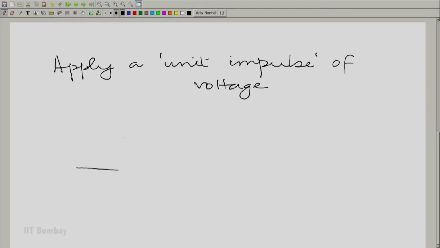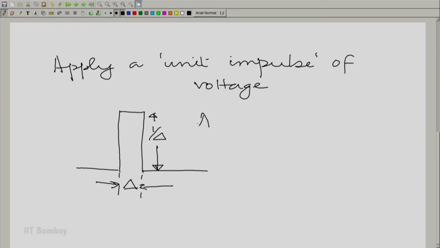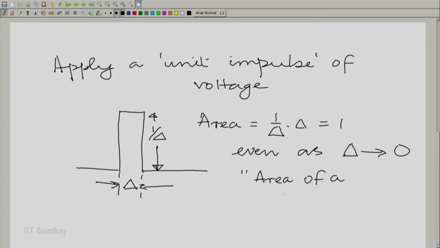So, we said an impulse is the limiting situation when I have this tiny little pulse with a width of delta and a height of 1 by delta, thus maintaining the area at 1 by delta times delta, which is 1, even as delta tends to 0. Now, what is the area of a voltage? What physical significance does it have?